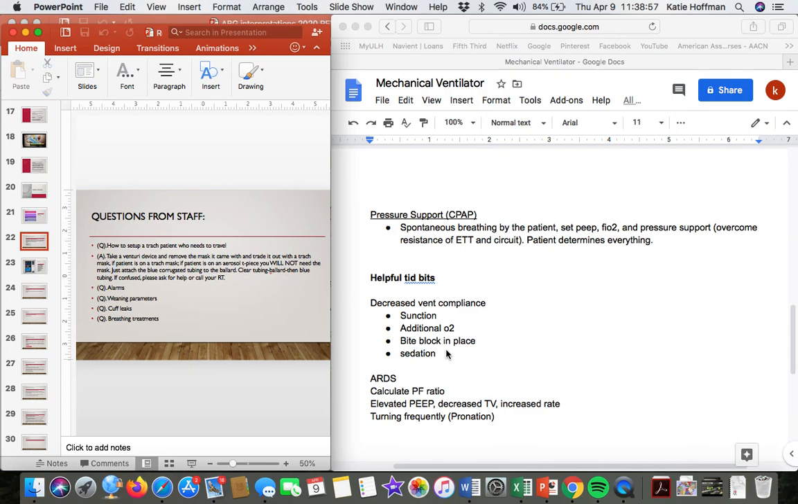If our patients aren't sedated appropriately, they can cough a lot, they can gag a lot, just anything that's going to increase their intrathoracic pressure is going to make it harder for them to ventilate.